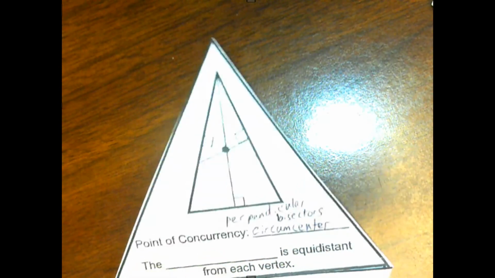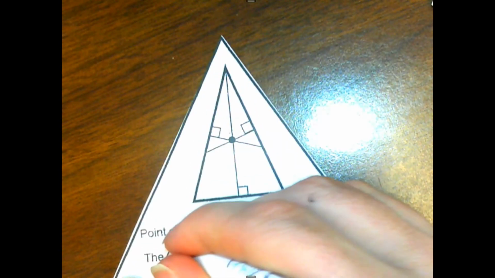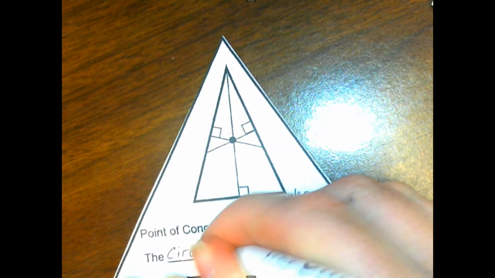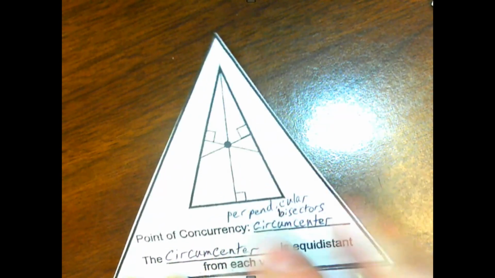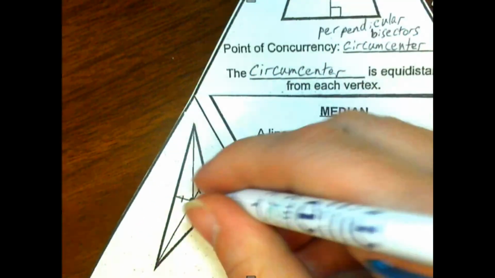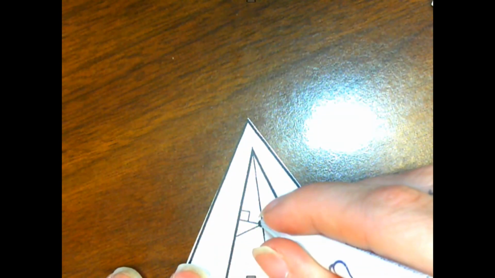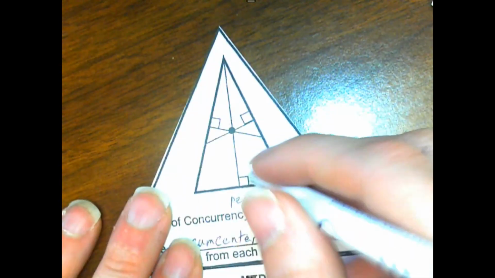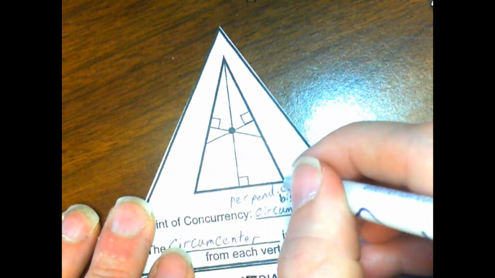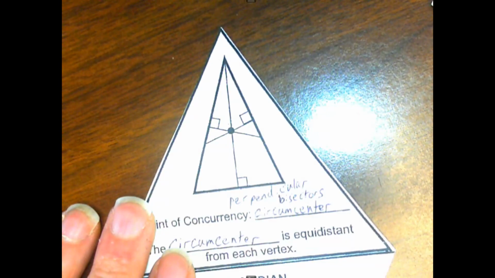The circumcenter is equidistant from each vertex. So just like the incenter is an equal distance from each side, the circumcenter is an equal distance from each corner of the triangle. So the distance from here to there is the same as the distance from here to here and the distance from here to here, but those lines aren't drawn on here because these are the perpendicular bisectors. They go straight out to the midpoint of the sides.